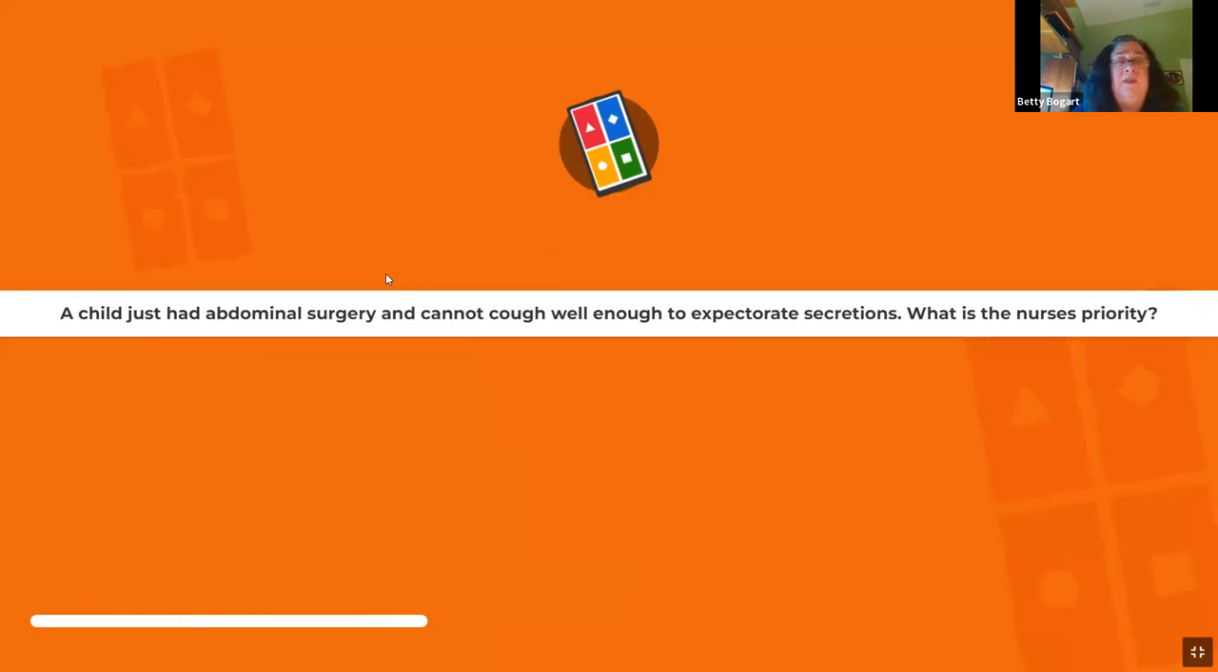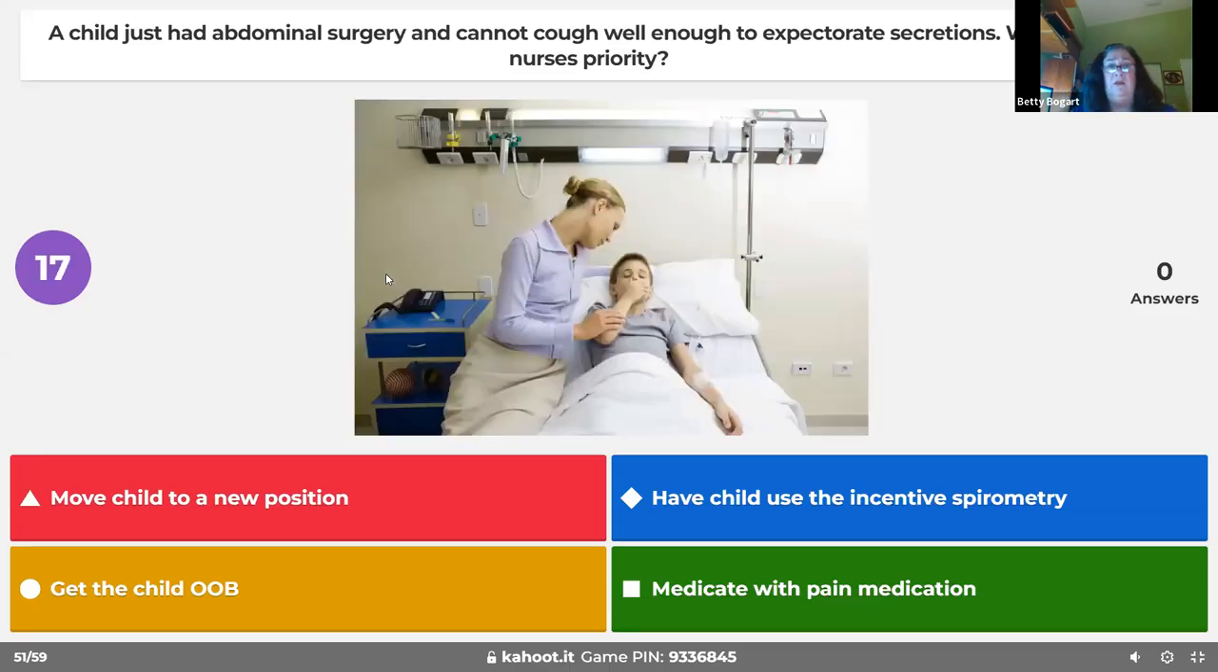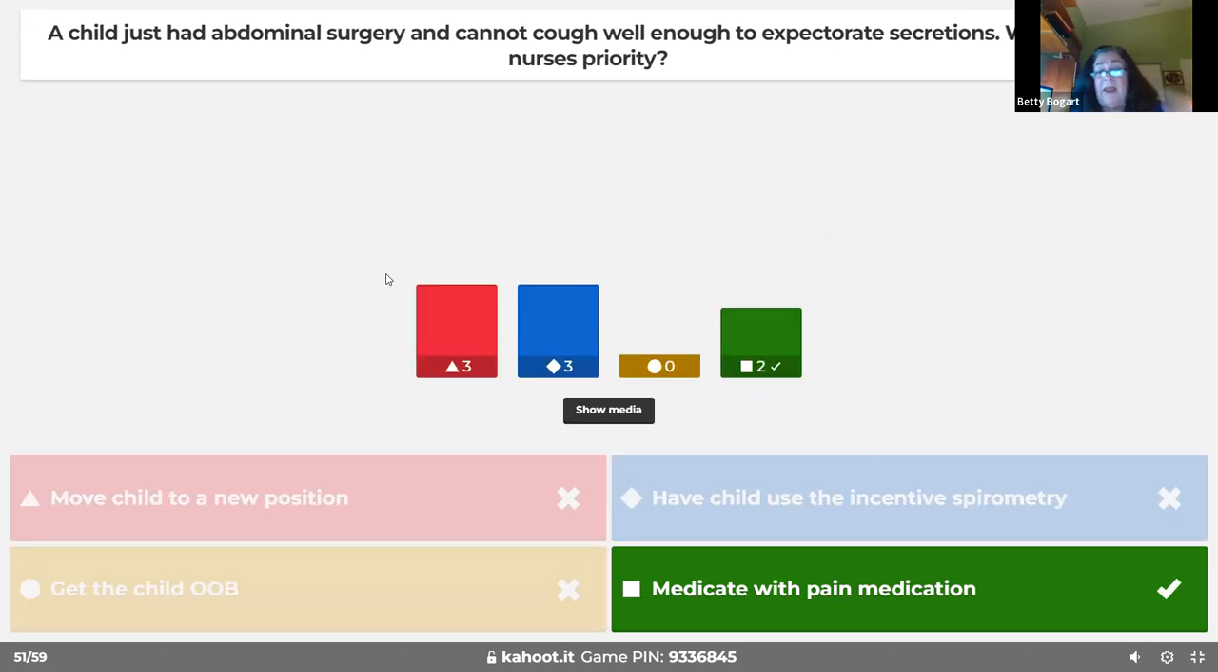A child just had abdominal surgery, can't cough well enough to expectorate secretions. What is the nurse's priority? You need them to cough. You don't want any atelectasis in the lungs. You don't want side effects. How are you going to do that? Number one, you're going to medicate them for pain. If you medicate them for pain, they'll get out of bed. They'll move around. They'll use the incentive spirometry. But number one, give them pain medicine. That's first.